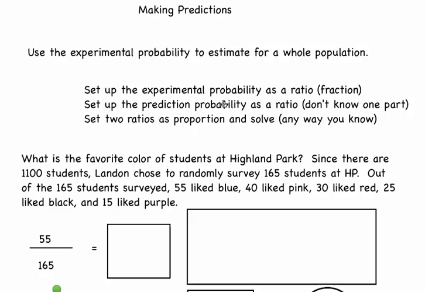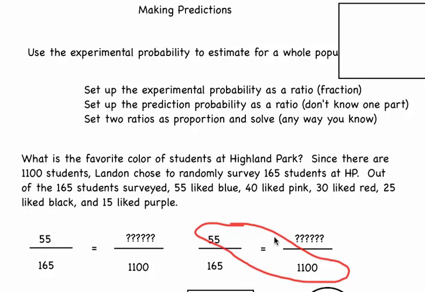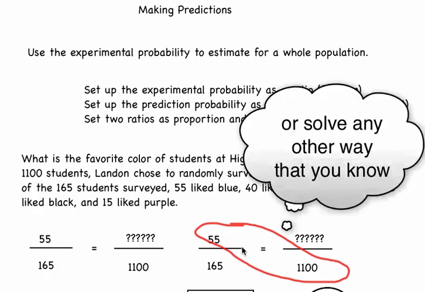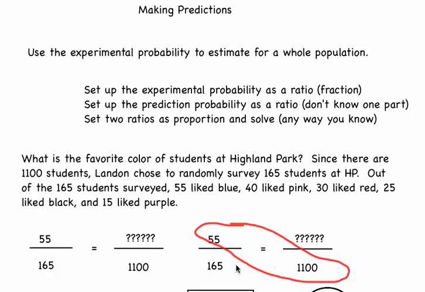Our next step is to set up the prediction probability. We want to know how many students like blue out of the entire campus of 1,100 students. So we're going to have our question mark, this is something we don't know, how many wanted blue, over the 1,100 students. At this point, we're going to cross multiply and divide 55 times 1,100 and then divide by 165. Why don't you multiply that, divide by 165, and see what you get as your answer. Bring it to class tomorrow, and we'll see if you got it right. Good luck.